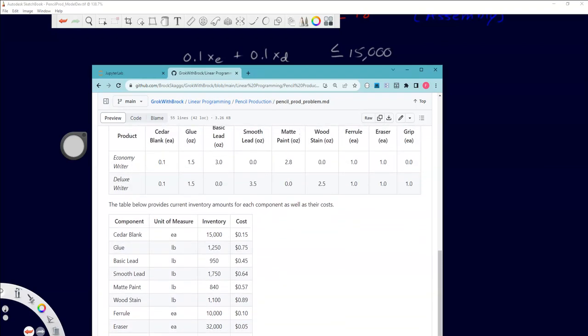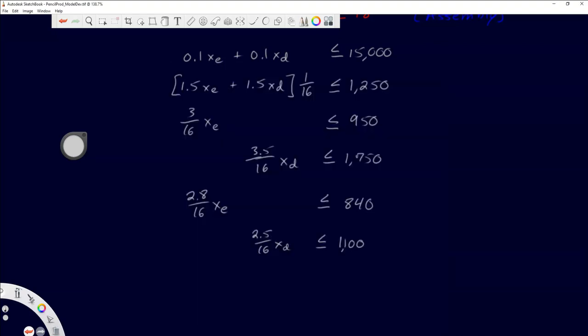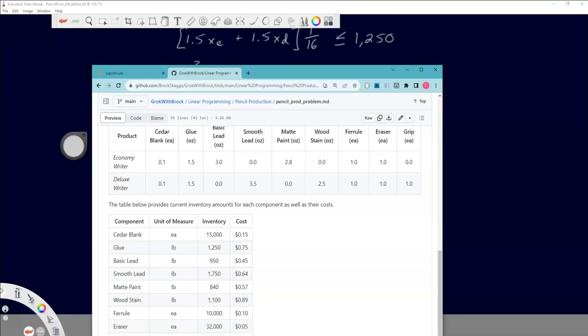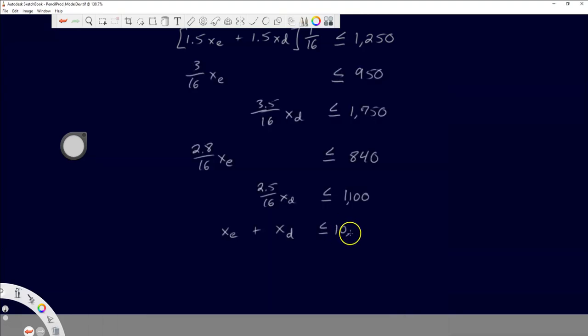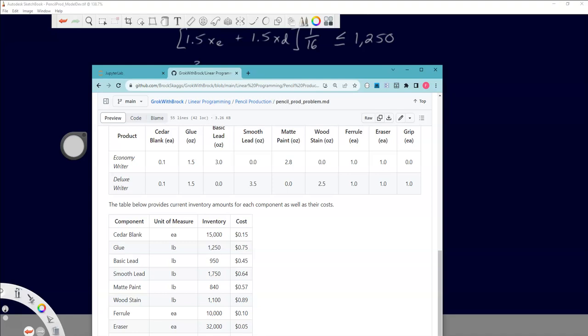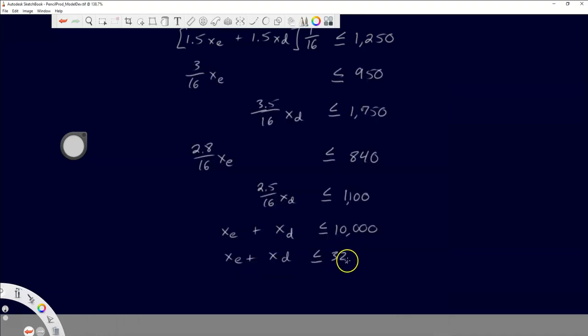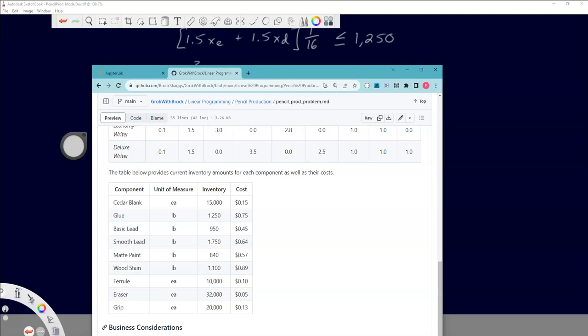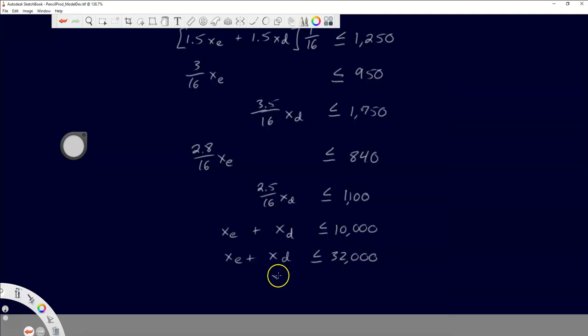And then we've got the ferrules and the erasers and the grips. So the ferrules, we use one each, 10,000. The erasers are also used, one each, 32,000. Then we've got the grip, which is only used on the Deluxe Writer. There's 20,000 in inventory.